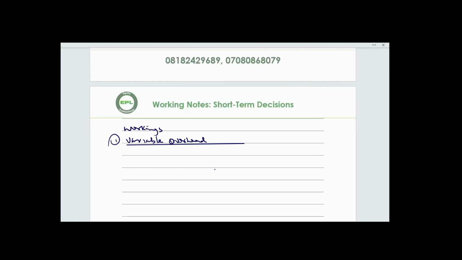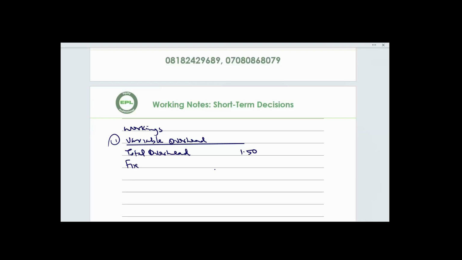To get the variable overhead, you need to go through the question and think: since you know that overhead is divided into two, fixed and variable, you go to the question to see if you can get fixed overhead. If fixed overhead is given, then you can quickly get your variable overhead. You are going to use the known variable to get the unknown variable. So I can come here to say total overhead per box is 1 naira 50 kobo.